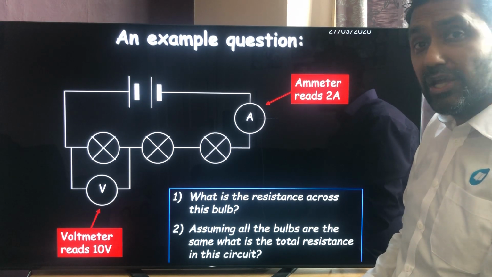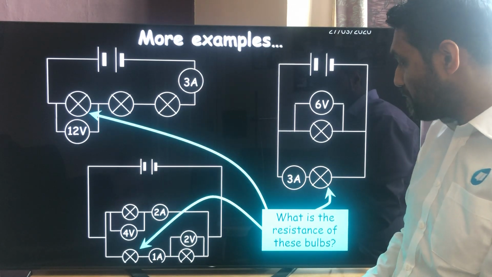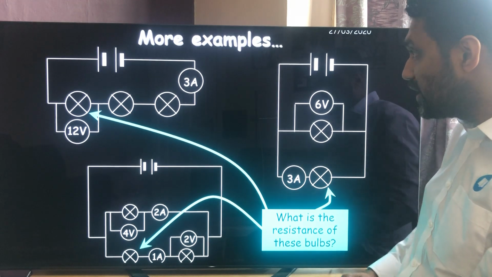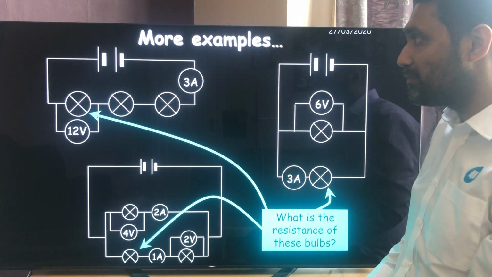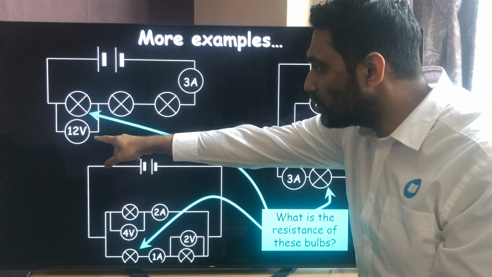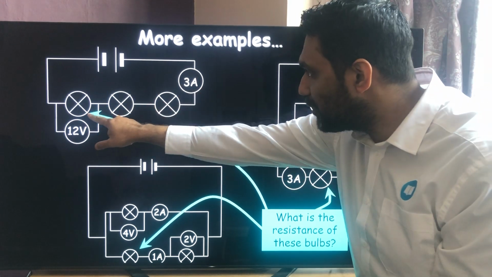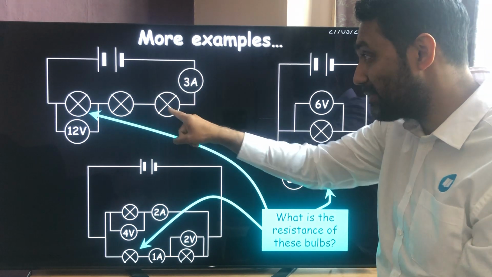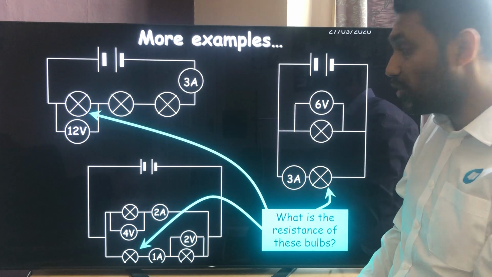So what have we learned over the last 2 lessons? Series circuits and parallel circuits. Actually, we'll do a couple of quick more questions, some trickier ones. So how do I work out the resistance of these particular bulbs? Remember, resistance is voltage divided by current. There's the volts, there's the current. 12 divided by 3, that bulb will be 4 ohms. 4 ohms, and if they're all the same, it would be 4 ohms, 4 ohms, 4 ohms. That would be, in total resistance, 12 ohms.